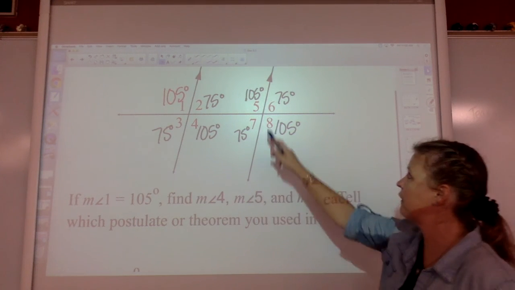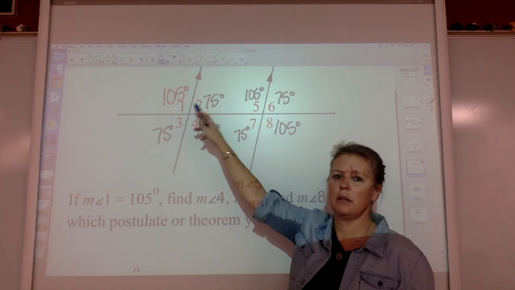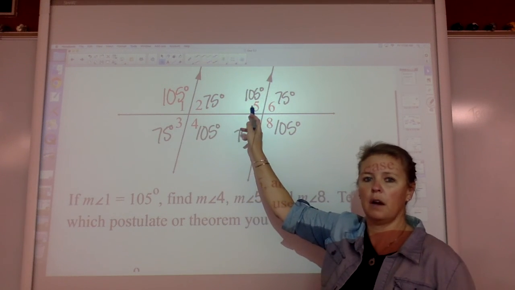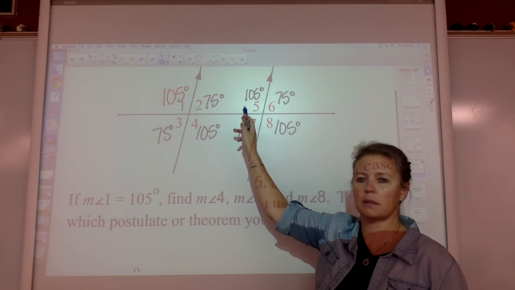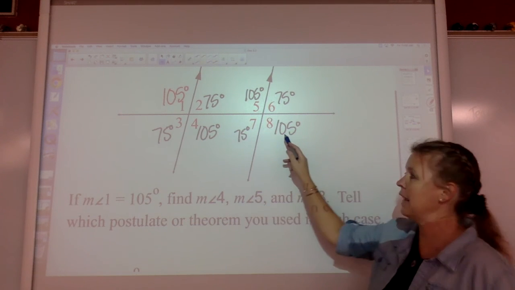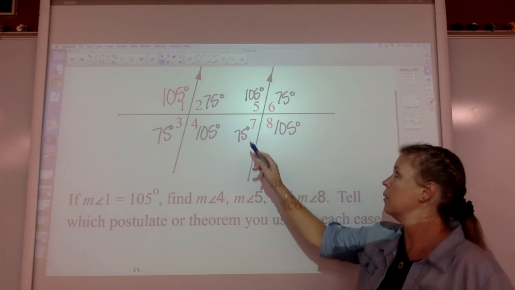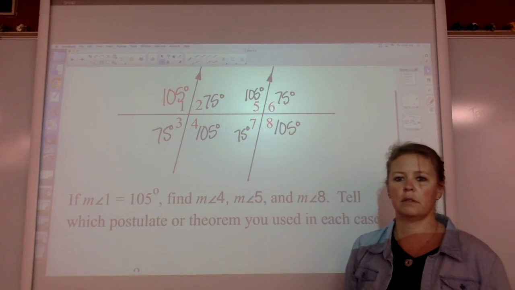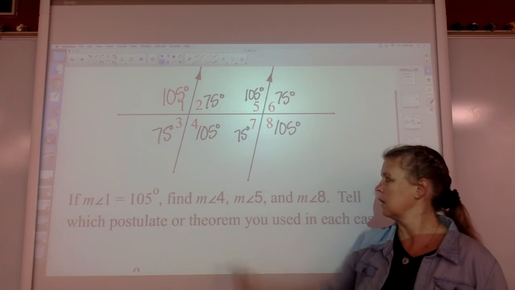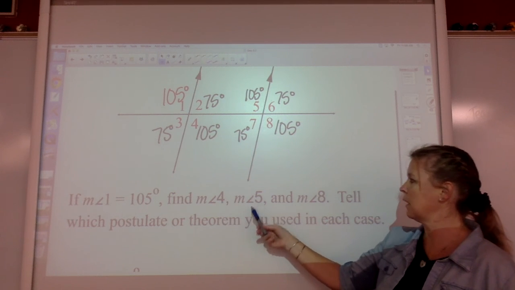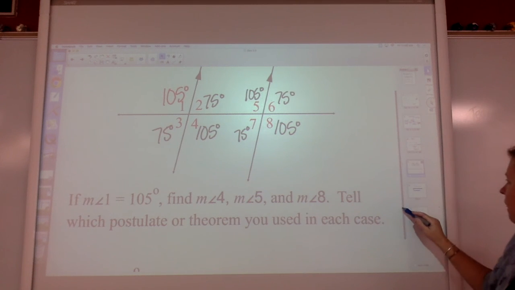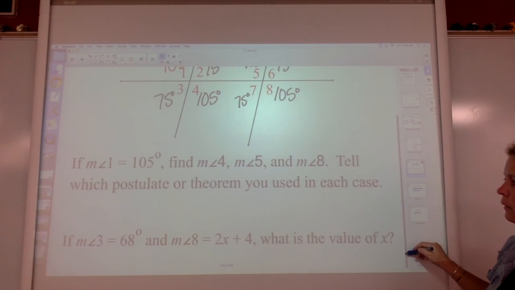Why is the measure of angle 5 105 degrees? Because angle 1, which is our given, and angle 5 are corresponding angles. Why is the measure of angle 8 105 degrees? Because back to the given, angle 1 and angle 8 are alternate exterior angles. So vertical angles, corresponding angles, alternate exterior angles. And the rest of them you didn't need to label.